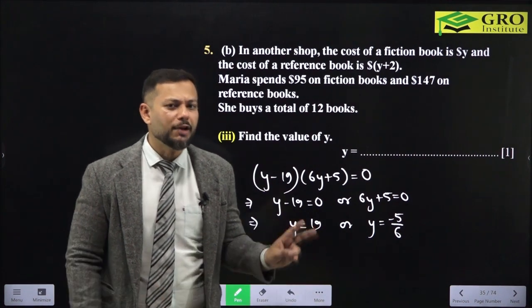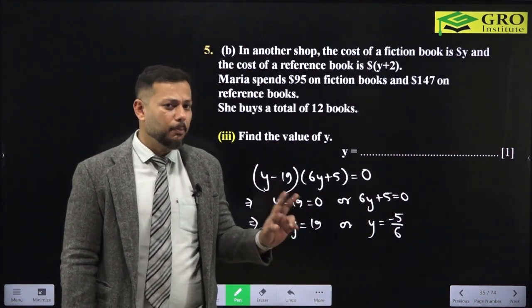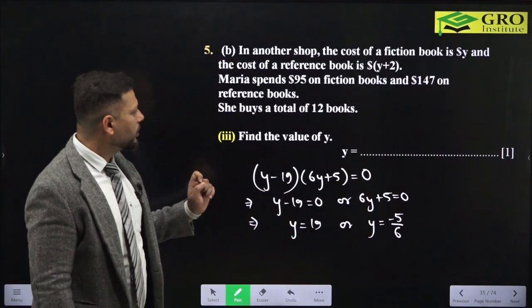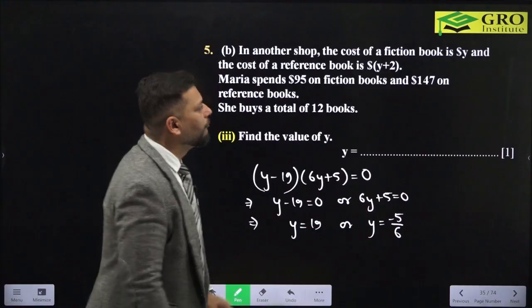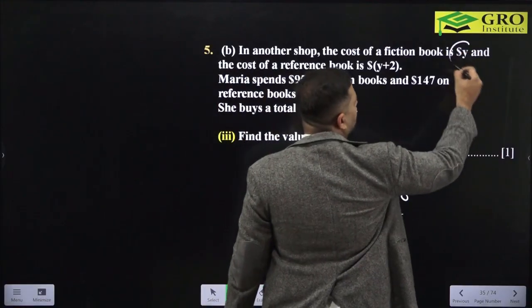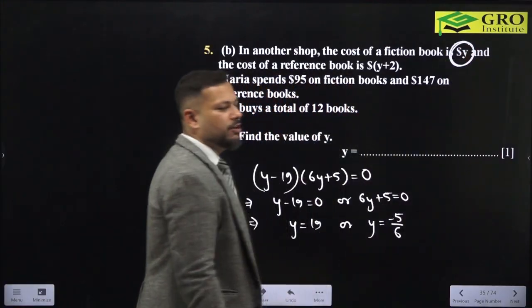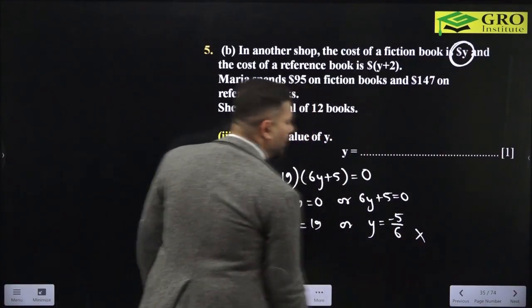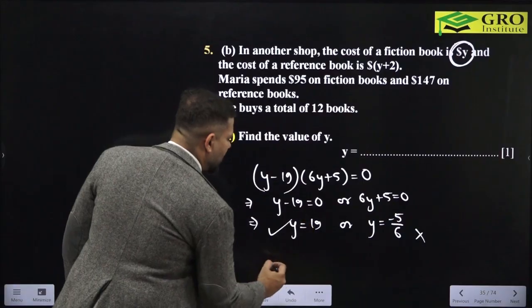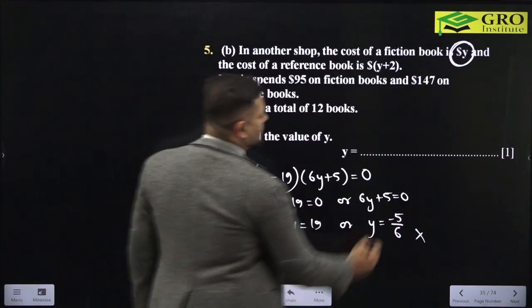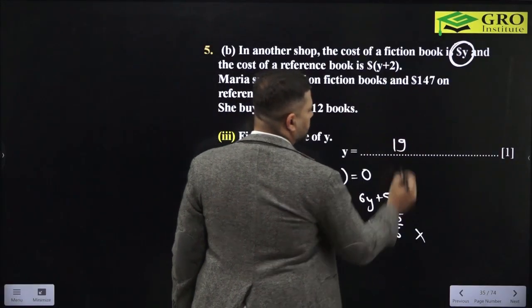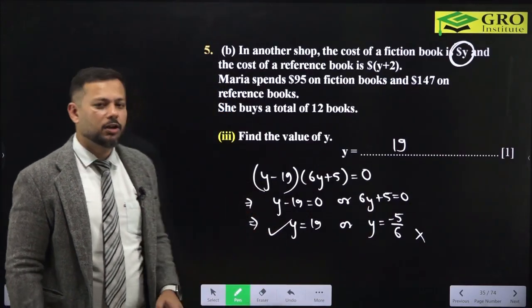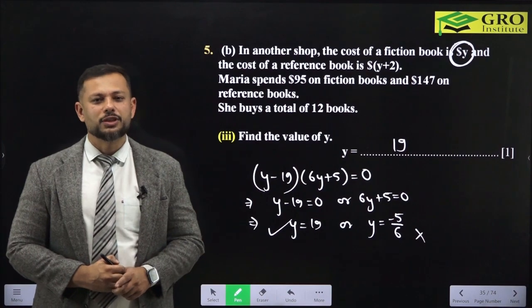Now guys, we have two values of y. Think about it. Are both of them correct, or should we take any one of them? Let us read the question. What is y actually? Y represents the cost, and cost will never be negative, isn't it? So that means we will not take y to be minus 5 by 6. Y is equal to 19. That is our answer. Right? I hope this part is clear to you as well. Note it down for your reference, and then we will move ahead to the next part.